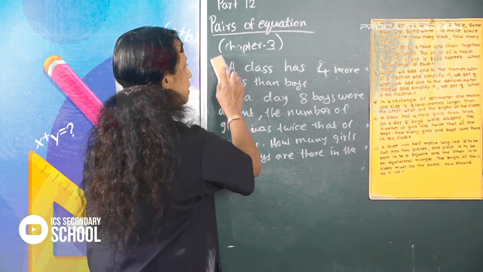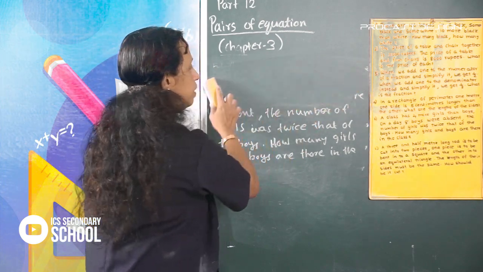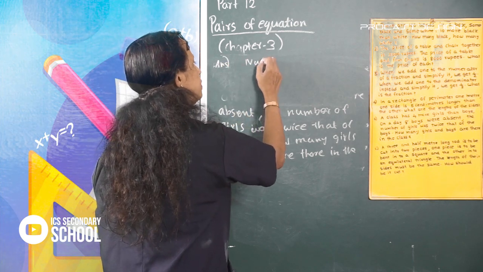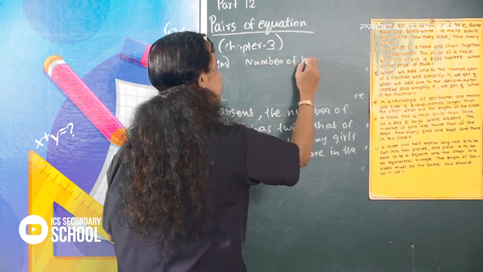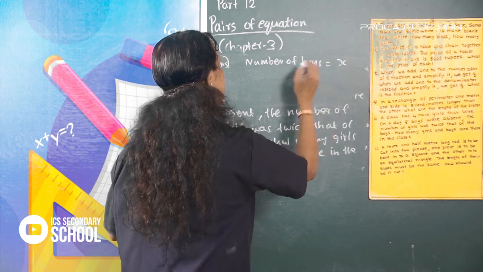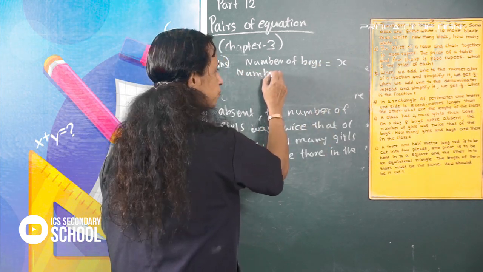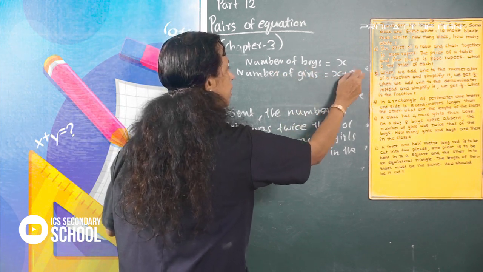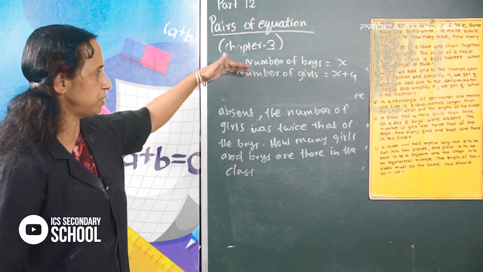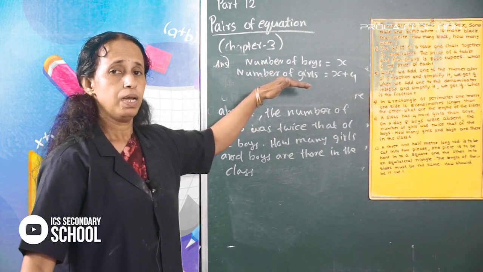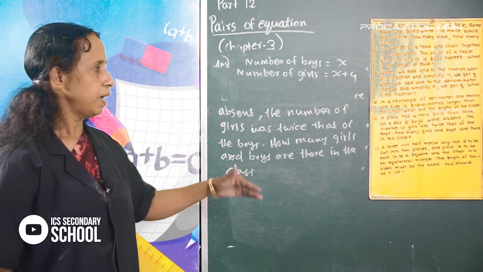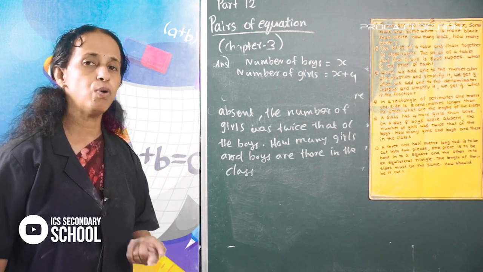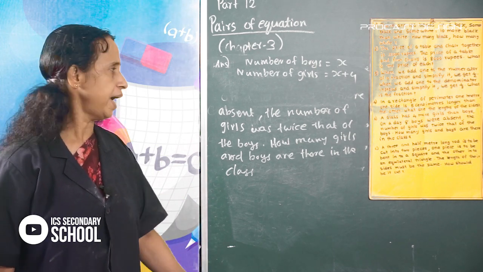Number of boys equal to x. Number of girls equal to x plus 4. Because a class has 4 more girls than boys, we take the number of boys equal to x and the number of girls equal to x plus 4.